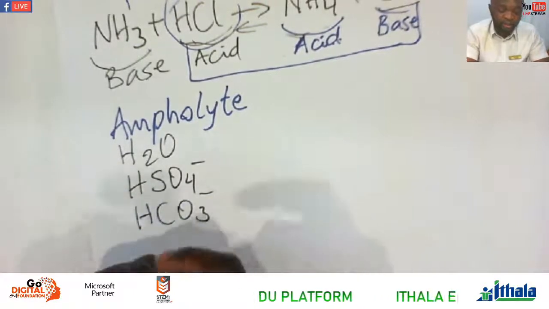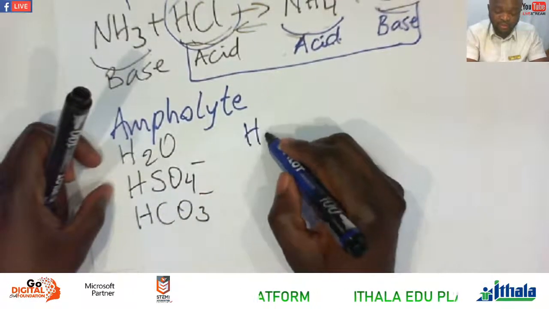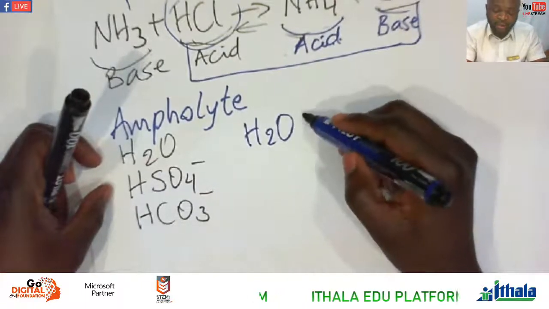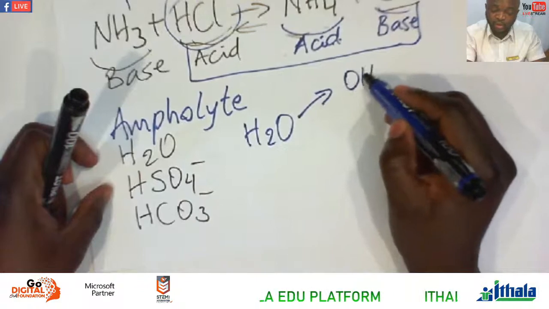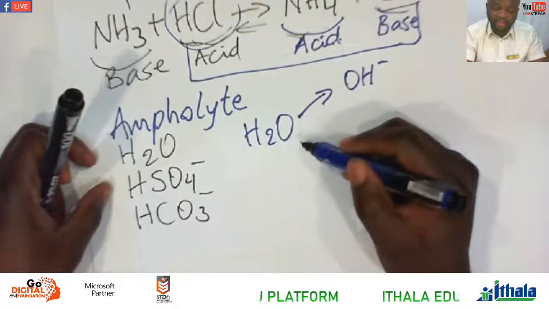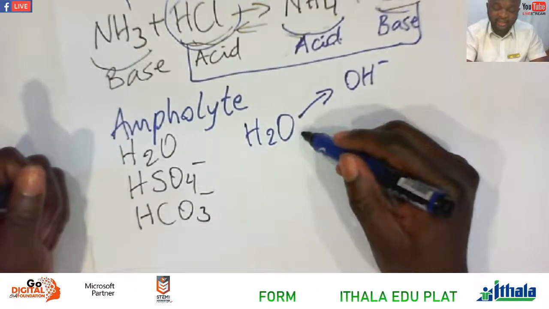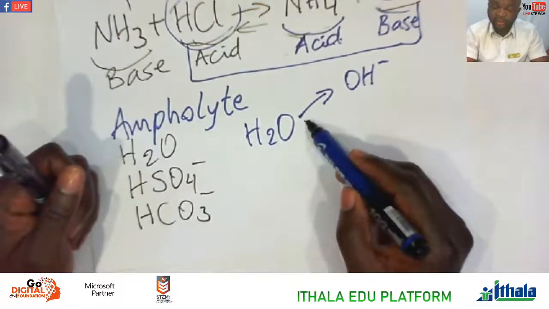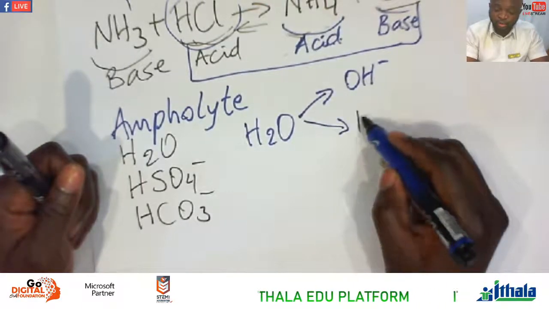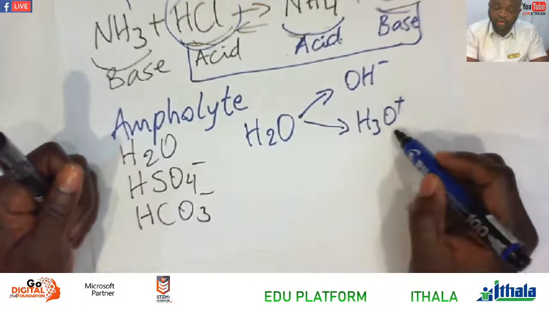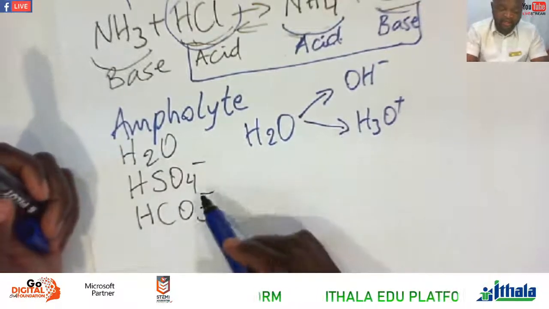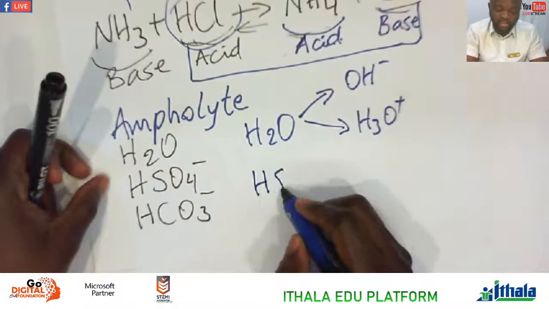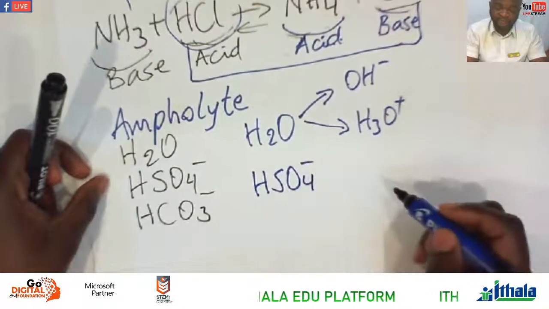When we talk about an ampholyte, take H2O, so it has two possibilities. If it is a proton donor, what remains is OH minus, which means it acts as an acid. If it is a proton acceptor, it means it will be H3O plus. In that case it acts as what? As a base.